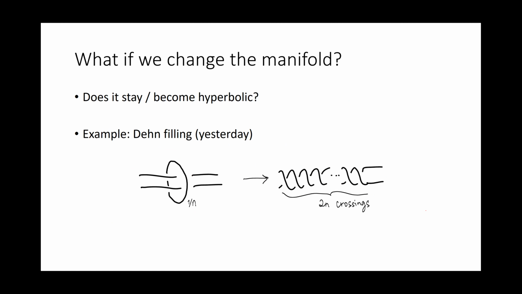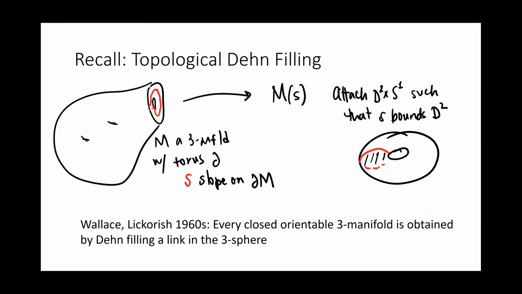Okay, so then the question that I needed an answer to for a particular application was, what happens if you change the manifold? Does it become hyperbolic? Does it stay hyperbolic if it is hyperbolic? Yesterday we looked at Dehn fillings. We saw that if you do this one over n Dehn filling on a crossing circle, then you can put in two n crossings of a knot, for example. So it'd be nice to be able to say in the infinite volume case that if you do something like this, you stay hyperbolic.